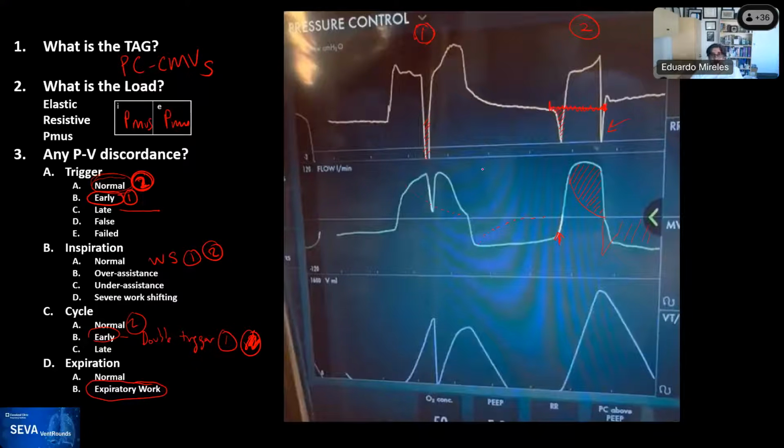So now you have recognized a normal trigger. We talked about a late trigger and how it's challenging, and this is a matter of, if you see it, you're going to have to decide if it's a ventilator performance issue or not. We showed work shifting, how it looks on pressure support. We saw a double trigger and 2 early cycles on expiratory work. Now, the next one.